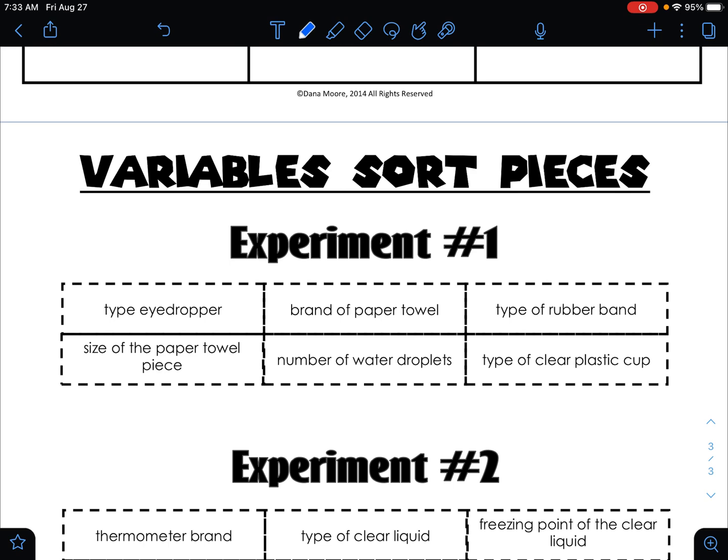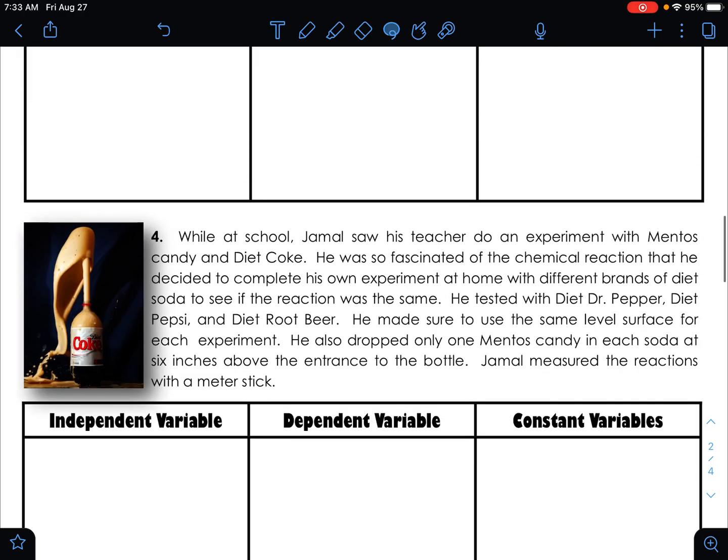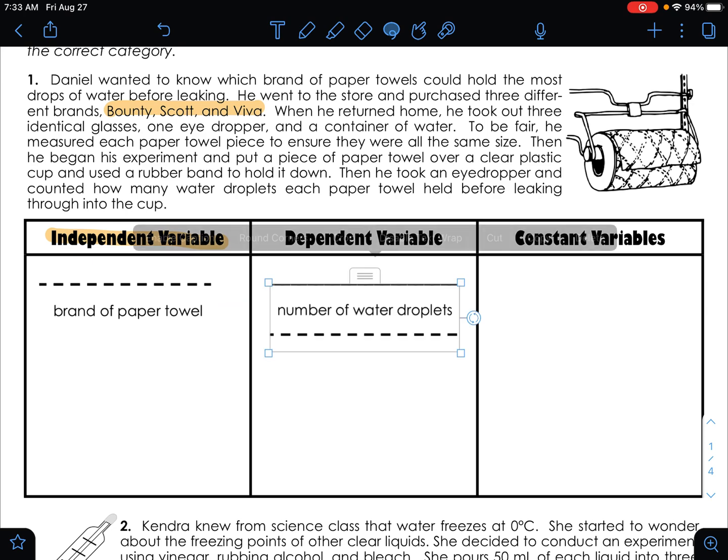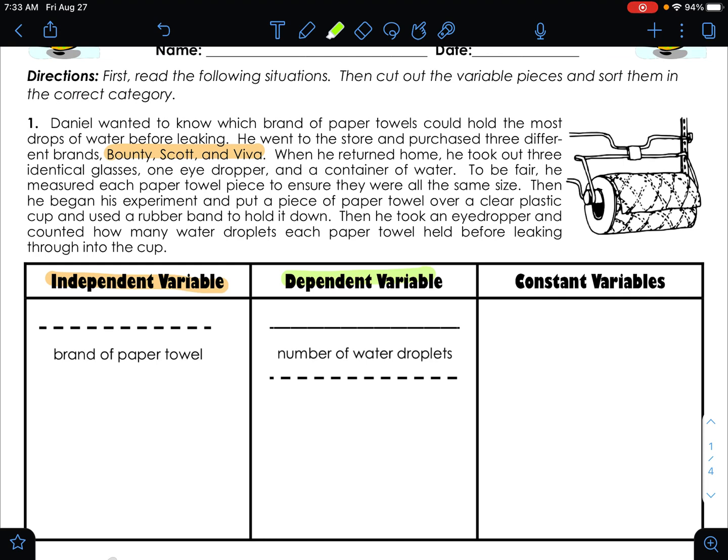Okay, so we have already used the brand of paper towels. All right, so what is Daniel measuring? What is he trying to measure? So he's trying to measure the number of water droplets until it falls through the cup, right? All right, so let's find that evidence. Our dependent variable, let's find that evidence in our story here. All right, he wants to find out which one holds the most drops of water before leaking. So that is our dependent variable.